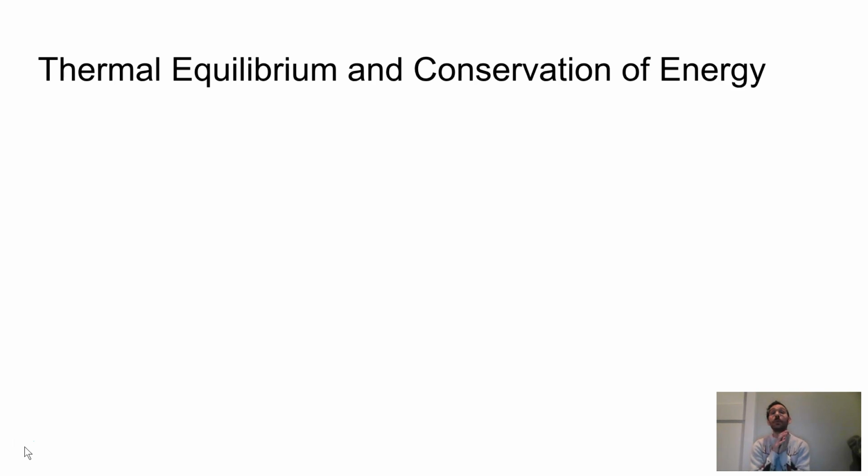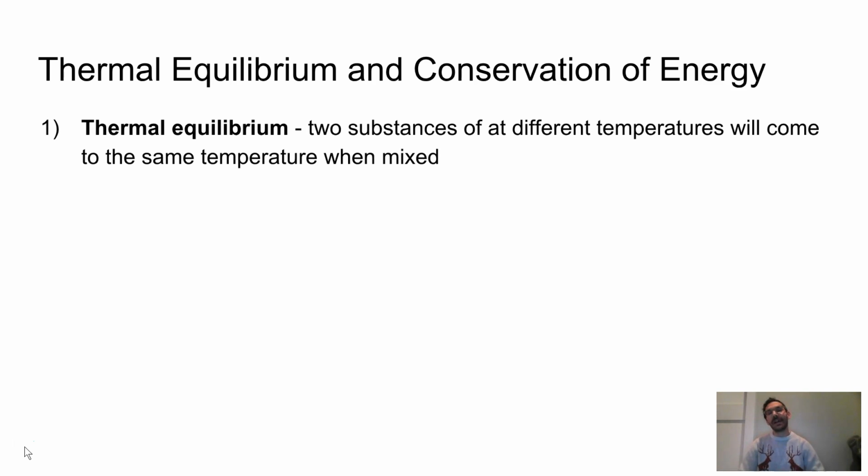So let's talk about thermal equilibrium and conservation of energy. Thermal equilibrium: if we have two substances at different temperatures that are mixed, they're going to come to the same temperature. It might not happen immediately, but it will happen over time.